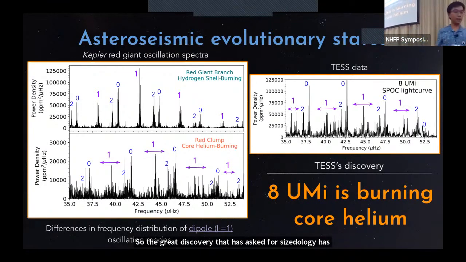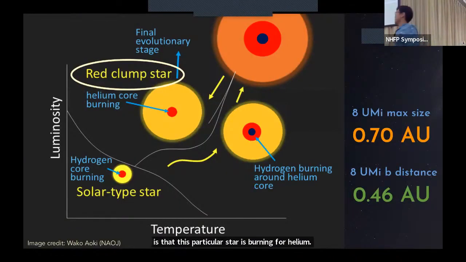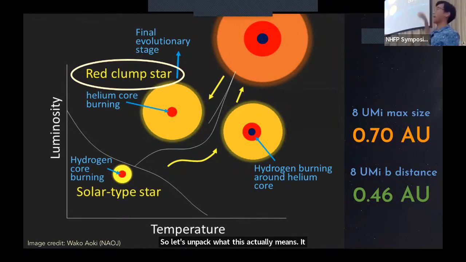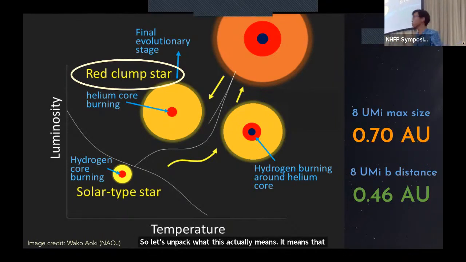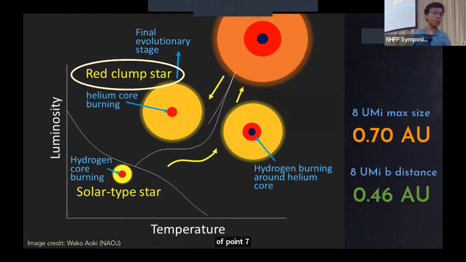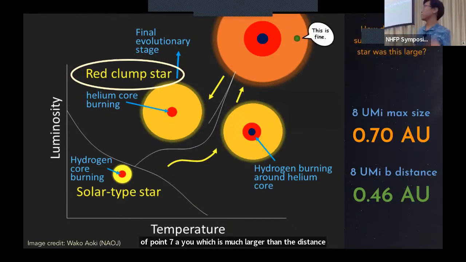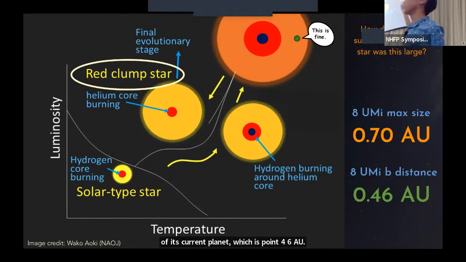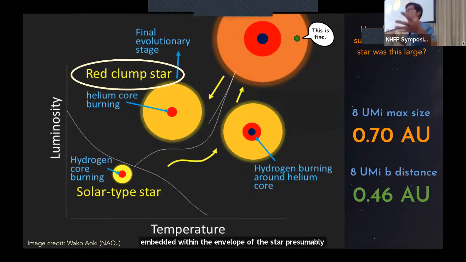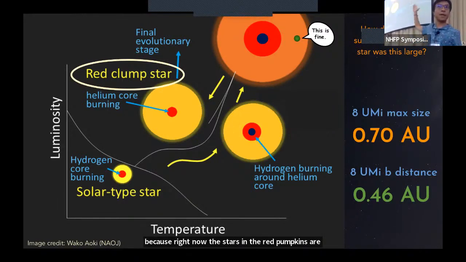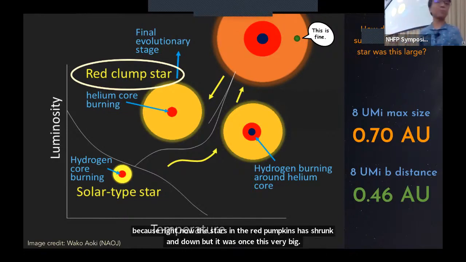So let's unpack what this actually means. It means that the star has already once evolved up to a maximum size of 0.7 AU, which is much larger than the distance of its current planet, which is 0.46 AU. So this means at some point, the planet must have been embedded within the envelope of the star, presumably, because right now the star is in the red clump. It has shrunken down, but it was once this very big. So how did this planet actually survive throughout this perilous process?